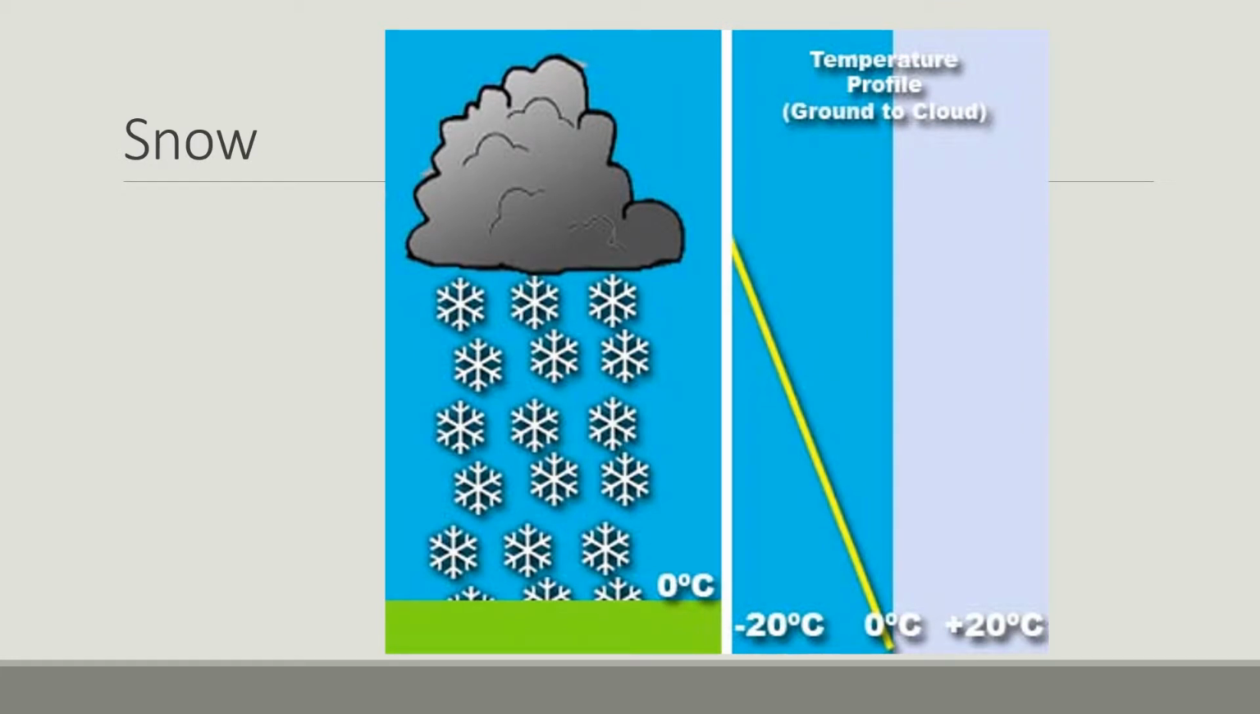Snow, as we would expect, is coming from a cold cloud where it's solid precipitation, and then it remains cold the whole way from the bottom of the cloud to the surface, so it remains solid, and then we see it here falling as a solid.